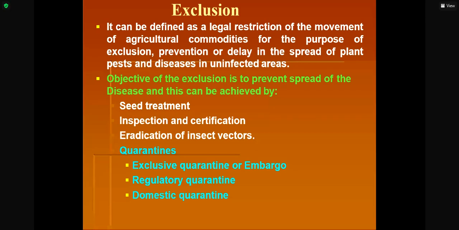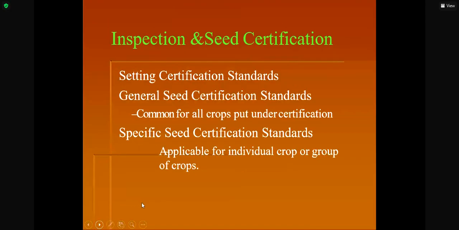For example, maybe rice blast is very severe in Mymensingh district, but maybe there is no rice blast disease in Khulna district or in Chittagong district or in Rajshahi region. So what do we have to do? We have to restrict the movement of rice seed from the Mymensingh region to the other regions where the blast disease is not seen. We call it domestic quarantine. And for this, we have to set standards for the certification process.